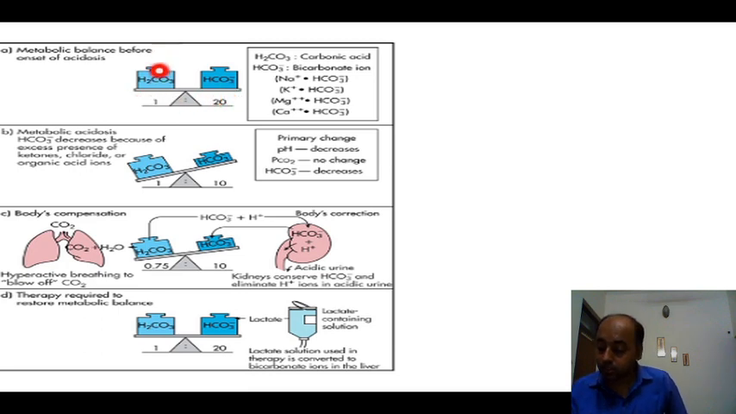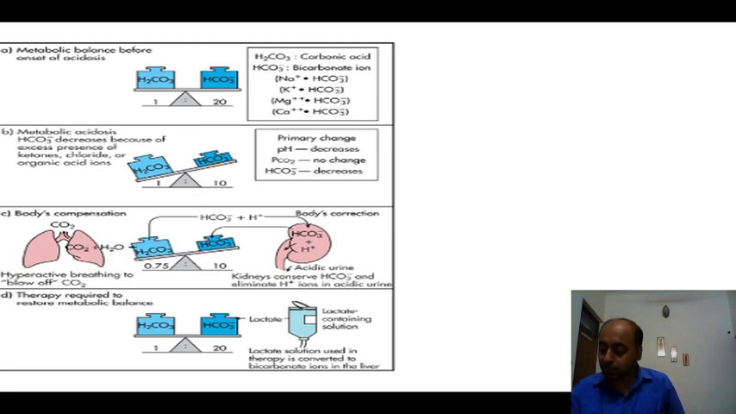This is the CO2 and this is the bicarbonate ion. In metabolic acidosis there is loss of bicarbonate, so we have this imbalance. We cannot make more bicarbonate, so what we do is try to decrease the H2CO3, and this is done by the respiratory system. It will wash out the CO2.